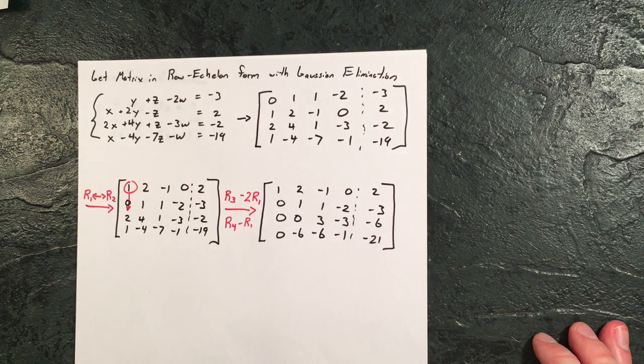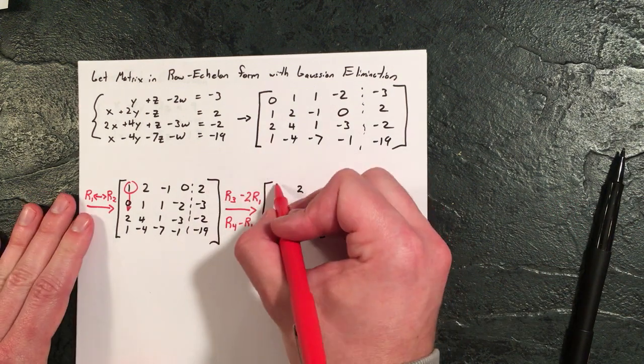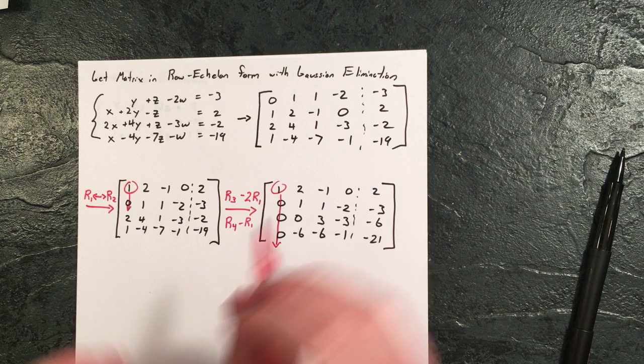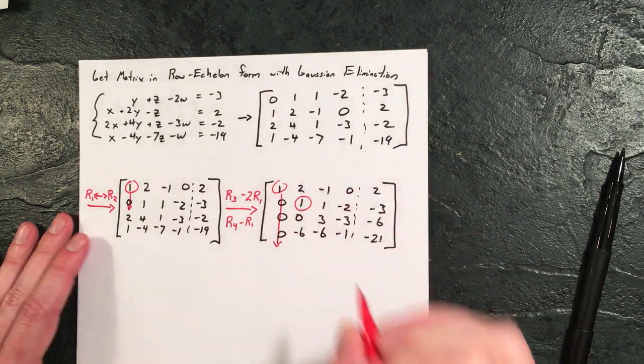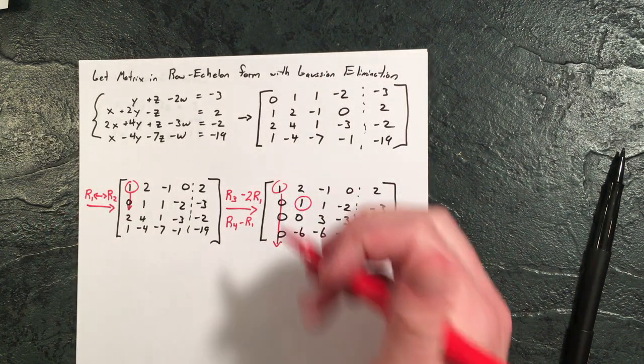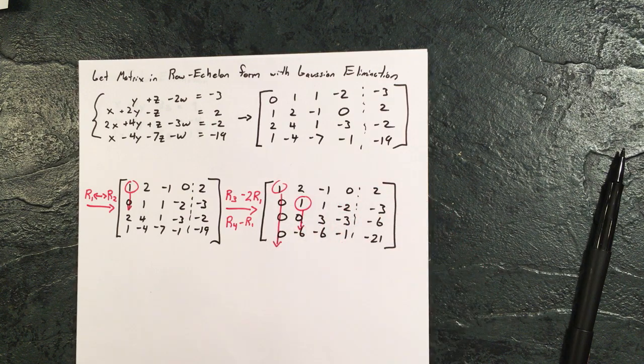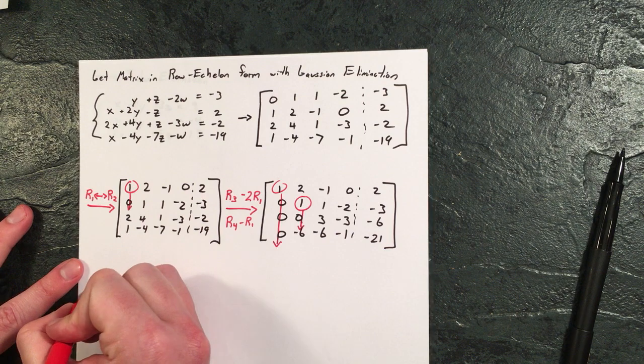Let's double check. Make sure I haven't made a mistake yet. Okay, things are looking good. Notice we have this 1 here, and everything below it is 0. That's a good start. Now, we would like a 1 to be here. We got it. We would like zeros below it. We have a 0 there. Oop, not quite a 0 there. So we have to make an adjustment.